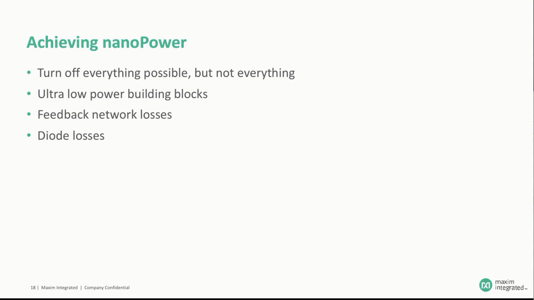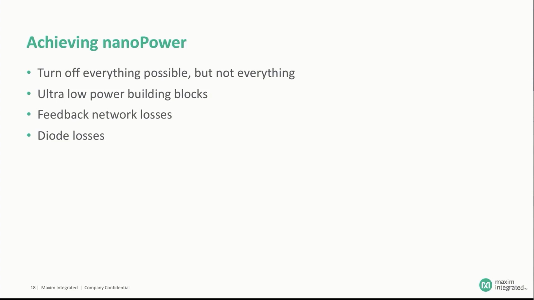NanoPower is a result of many small actions. First, turn off everything that can possibly be turned off, but not everything. It is important that a system remain in a state where it can quickly take action from its quiescent state. But in that state, we turn off every function that we can. Secondly, use ultra-low power building blocks. From a chip design and current consumption standpoint, not all building blocks are created equal. To achieve nanopower, one needs to work from the set of building blocks that are available. From a technology standpoint, some blocks are simply not there yet in terms of achieving nanopower.